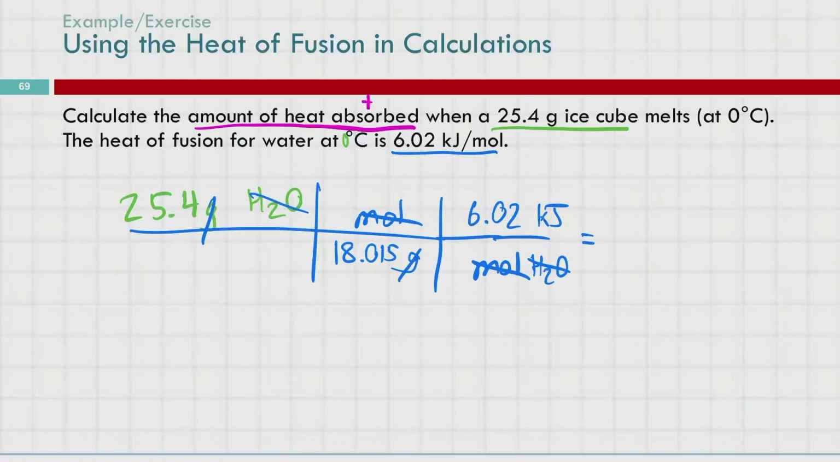So 25.4 divided by 18.015 times 6.02, and remember that it's in kilojoules. So 8.49, after we round it for 3 significant figures, kilojoules. So this would be the amount of heat that's going into the ice cube, this little 25-gram ice cube, in order to get it to melt. Questions?